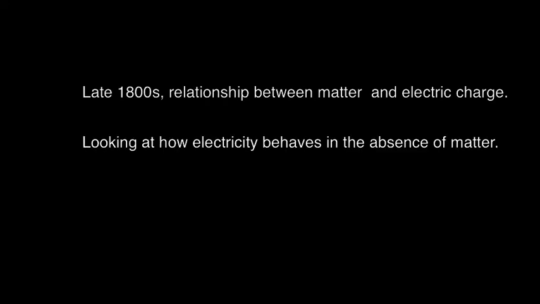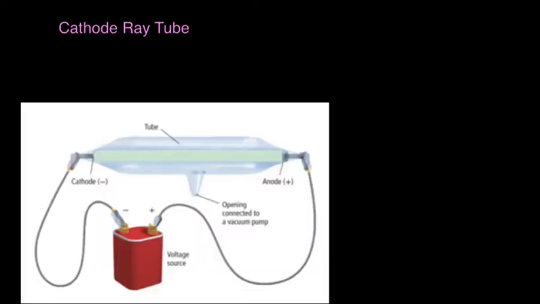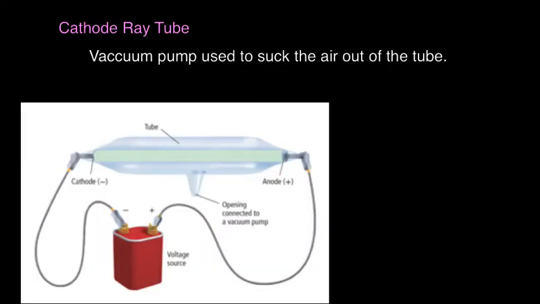Now we're going to look at the first particle that was discovered when dealing with the atom. What scientists observed in the late 1800s was some relationship between matter and electric charge. So they were investigating how electricity might behave in the absence of matter, so pretty much without air. So what they did was they studied what we call a cathode ray. And they used a vacuum pump to pump all the air out of these glass tubes, and you see a picture here of a cathode ray tube.